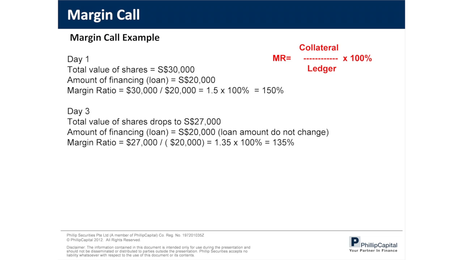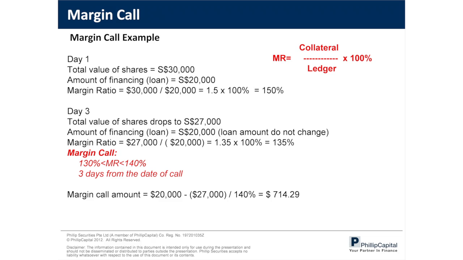When the margin ratio falls within the range of 130% and 140%, client has 3 days to fulfill the margin call. The required amount to top up is about $714.29. Is there any other method to top up the margin requirement? Yes. In the next few slides, we will show various methods of topping up margin call.